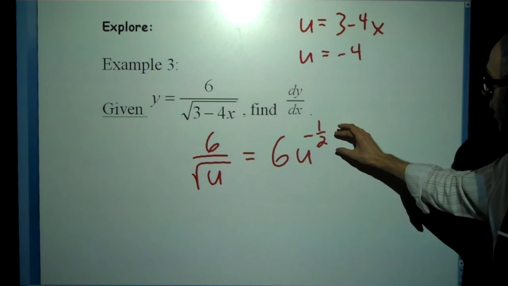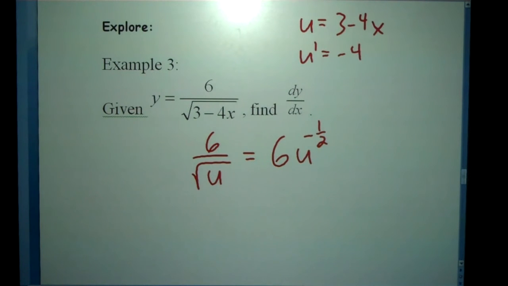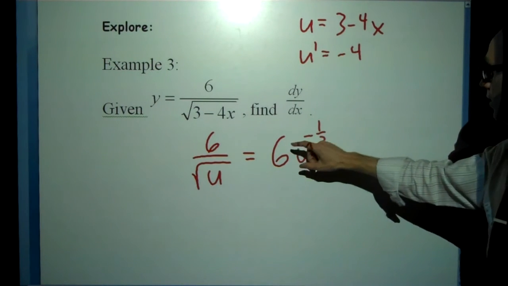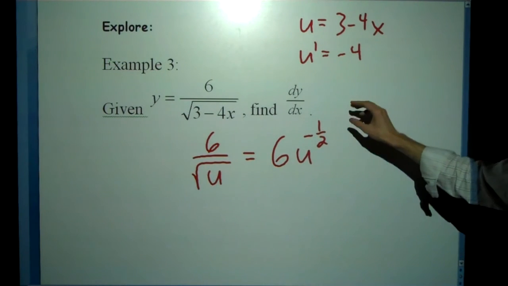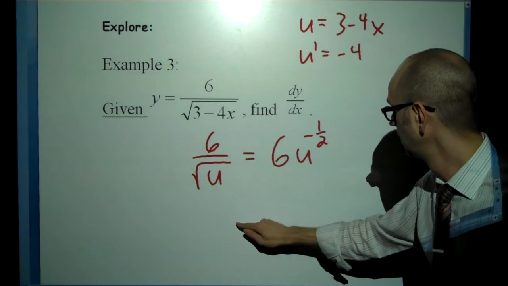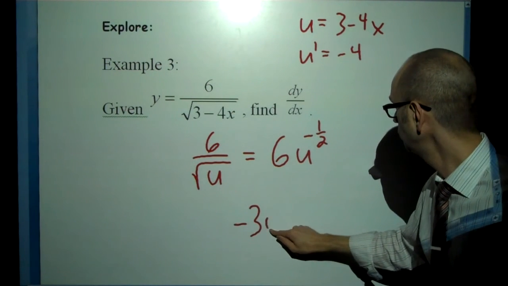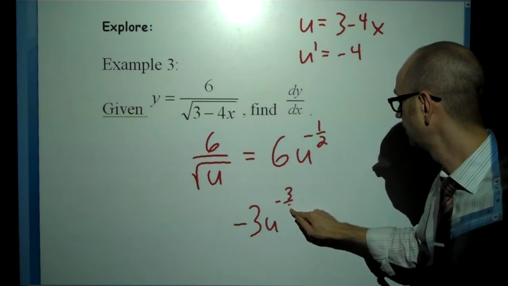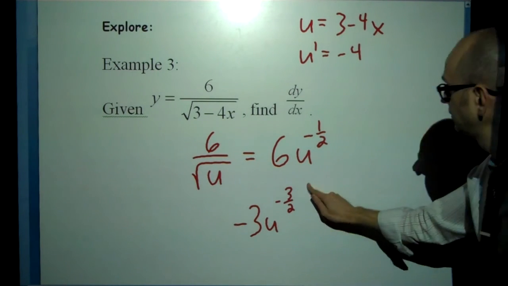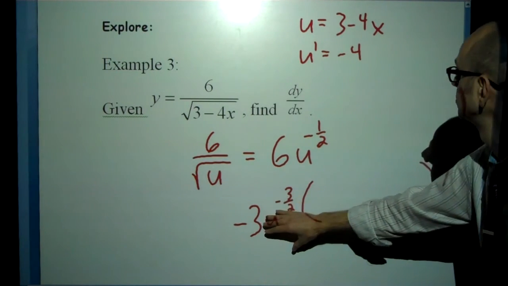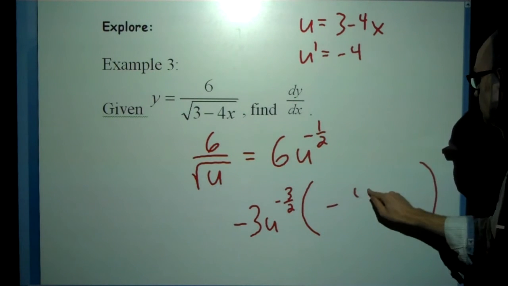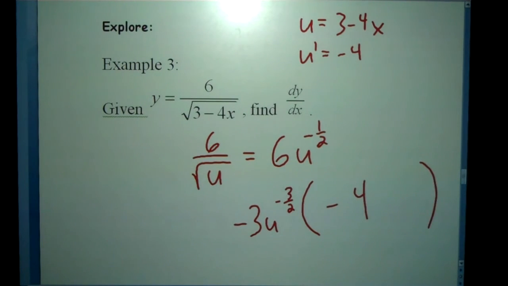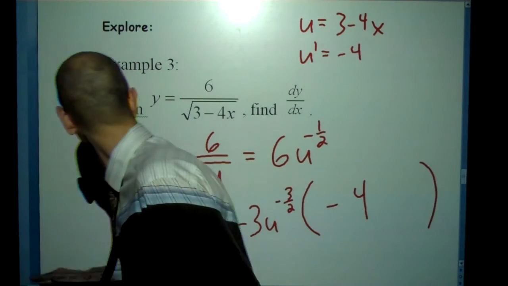So the derivative of, sorry, got my prime symbol there. The derivative of 6u to the negative 1/2 power is going to be negative 3u to the negative 3/2 power. And then we have to do the chain rule, which multiplies the derivative of all that stuff, which is just negative 4.